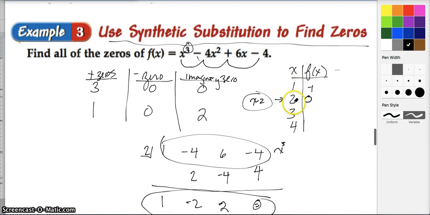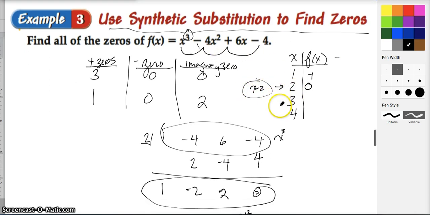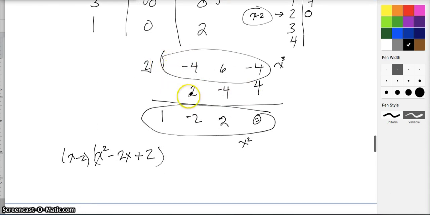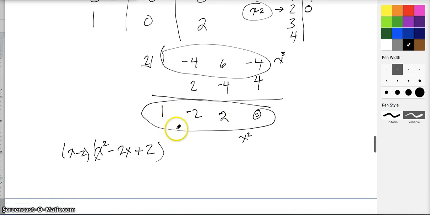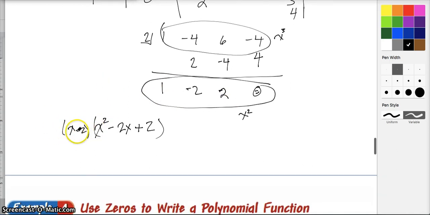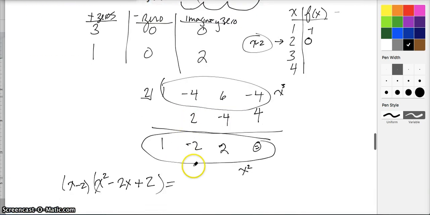We just found out that when I plug 2 in, I got 0 here, which means x minus 2 is a factor. Using synthetic substitution, we found out that it was a factor, but really this was synthetic division. We divided x minus 2 into this function, and we got as a result this function. So that means that x minus 2 times this depressed equation, x squared minus 2x plus 2, is really equal to the original thing that we had in the first place, x cubed minus 4x squared plus 6x minus 4.